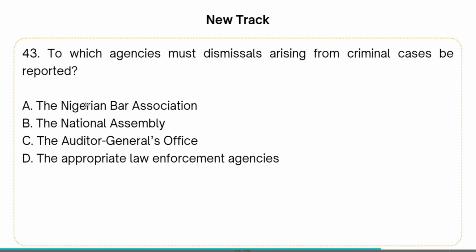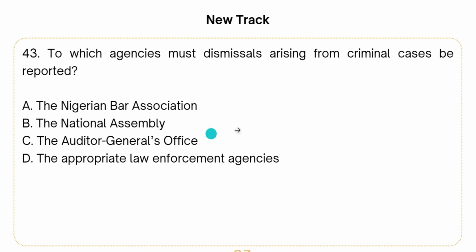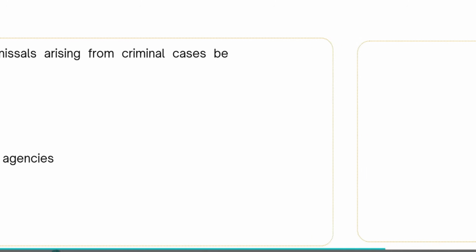Question 43. To which agencies must dismissal arising from criminal cases be reported? A. The Nigerian Bar Association. B. The National Assembly. C. The Auditor General Office. And D. The appropriate law enforcement agencies.